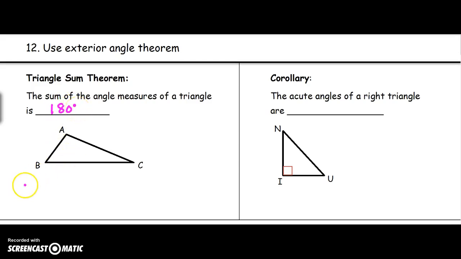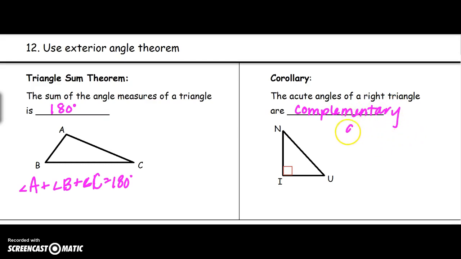So that means that if you say angle A plus angle B plus angle C equals 180, that would be correct. Corollary: the acute angles of a right triangle are complementary. Remember, complementary means they add to 90 degrees. So angle N plus angle U must equal 90 degrees.